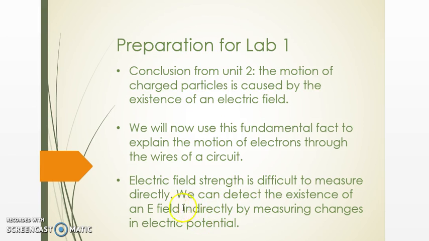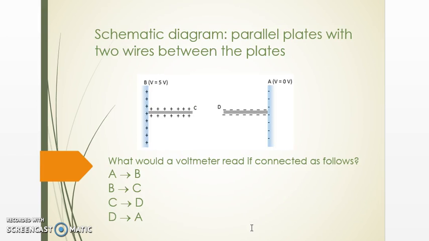Alright, and then I'd also tell them that measuring an electric field is difficult to do, and we have to infer the existence of an electric field indirectly by measuring changes in electric potential. Alright, so that's the first step.